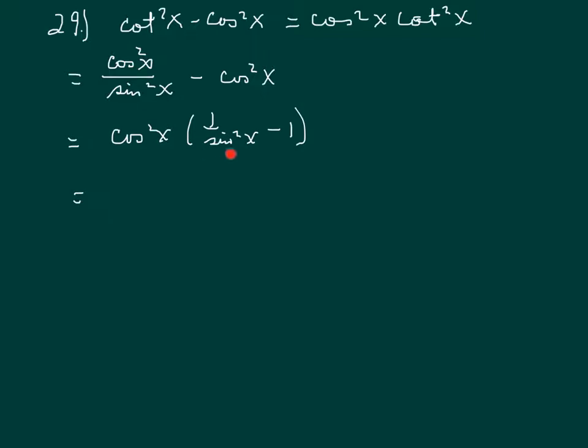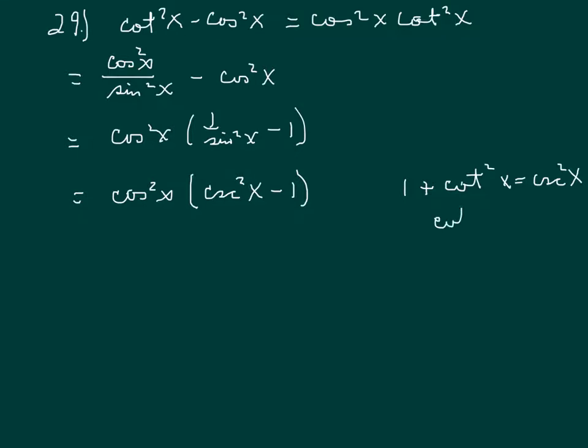By definition, 1 over the sine squared of x is the cosecant squared. So I have cosine squared x, cosecant squared x minus 1. Recall our identity, that 1 plus the cotangent squared of x is equal to cosecant squared of x. Quickly in my head, I see that cotangent squared x is equal to cosecant squared x minus 1.